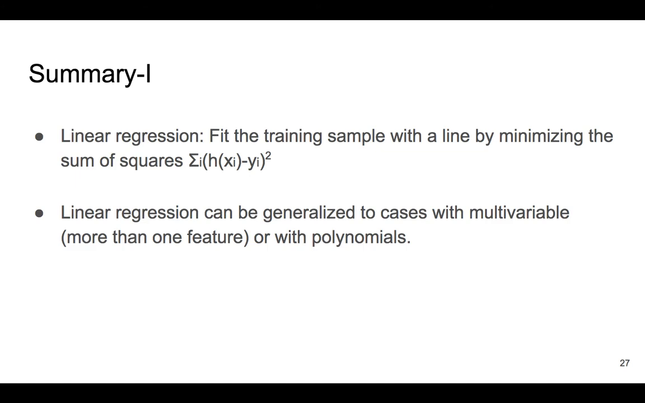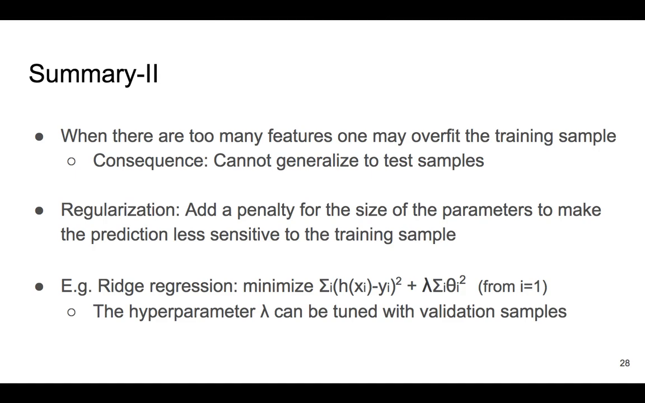To summarize, linear regression is to fit a training sample with a line by minimizing the sum of squares. And this can be generalized to cases with multivariable, meaning more than one feature, or with polynomials. When there are too many features, one may overfit the training sample. The consequence is that we cannot generalize the result to test samples. A way to avoid overfitting is regularization, which adds a penalty for the size of the parameters to make the prediction less sensitive to the training sample. For example, ridge regression means to minimize sum of squares plus lambda times sum of theta i squares from i equals 1. The hyperparameter lambda can be tuned with validation samples.